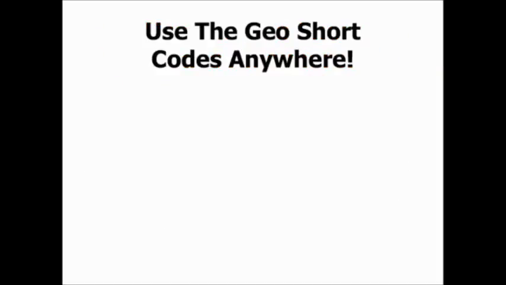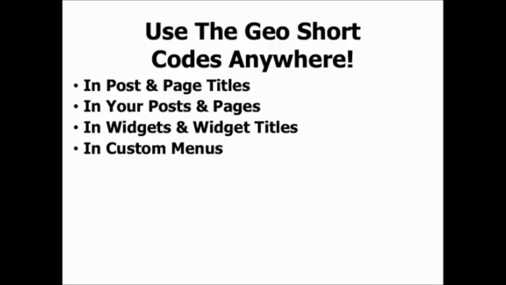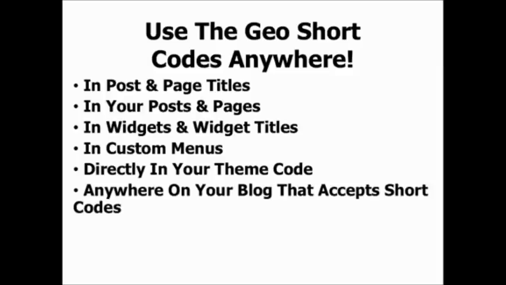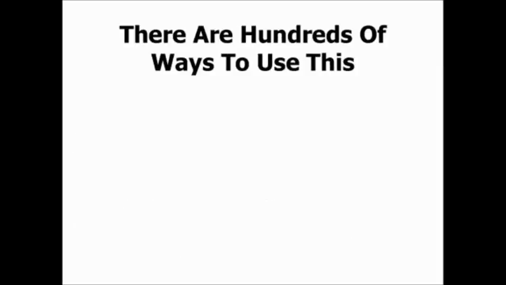And as I said, you can use the geo shortcodes anywhere, in your post and page titles, in your actual post and pages, in widgets and in widget titles, in your custom menus. You can put the shortcodes directly in your theme code if you're comfortable working with that. And that of course means that you can put them anywhere on your blog that accepts shortcodes. Even in other plugins, like for example the Covert Messenger and the Covert Action Bar. There are hundreds of ways to use this.